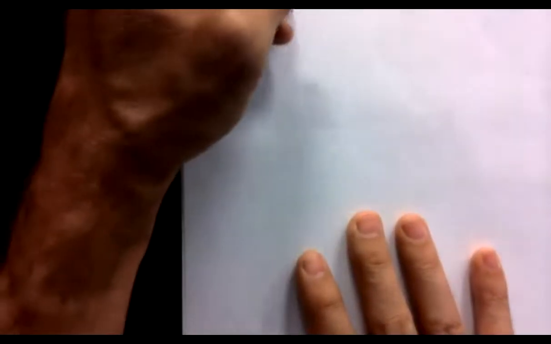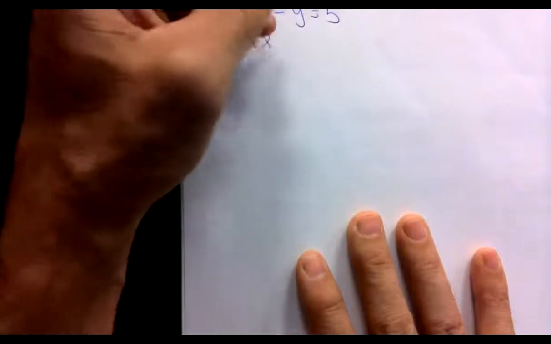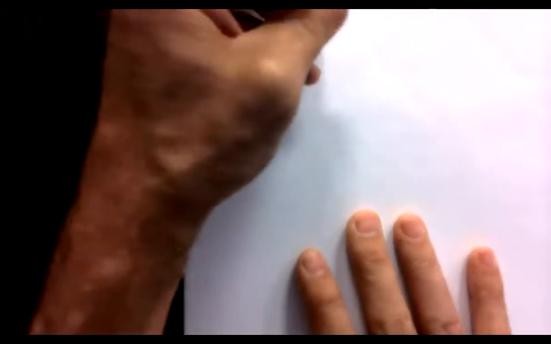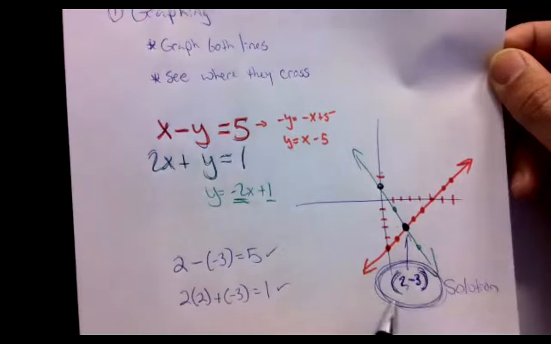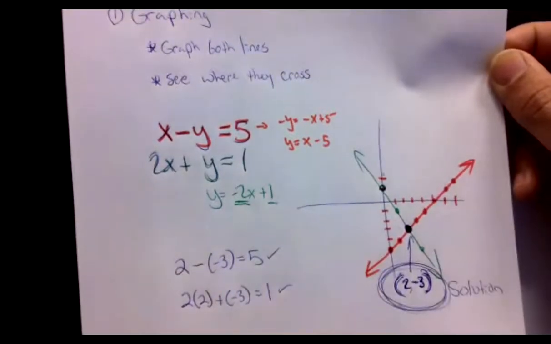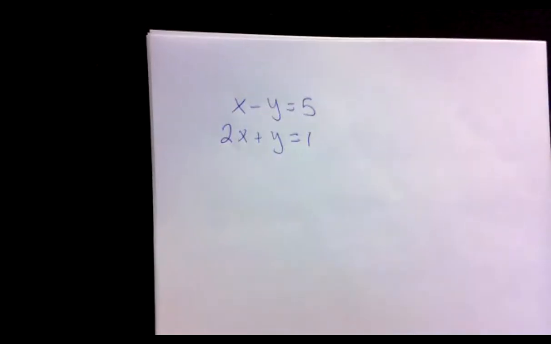So we're going to go back to the first problem we solved. So x minus y equals 5, and 2x plus y equals 1. So this is the same, there we go. This is the same problem that we solved by graphing. X minus y equals 5, 2x plus y equals 1. So we should still get this same solution. We're just going to do it using a different method. Okay. We're going to solve this one by a method called elimination.